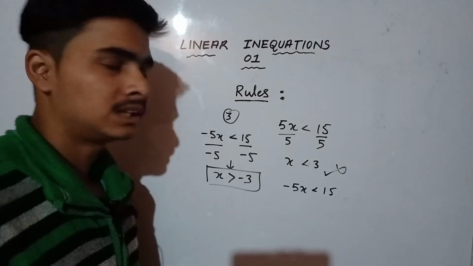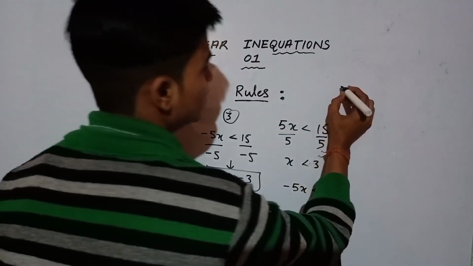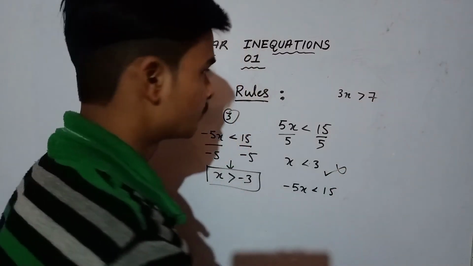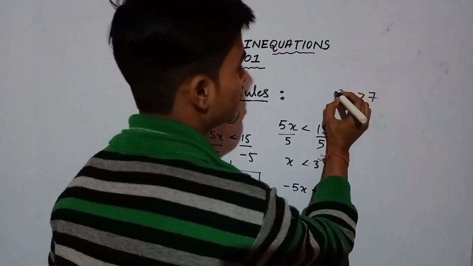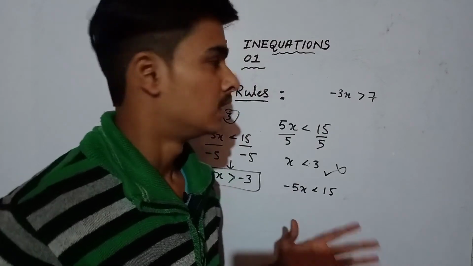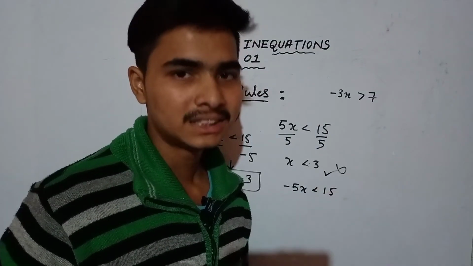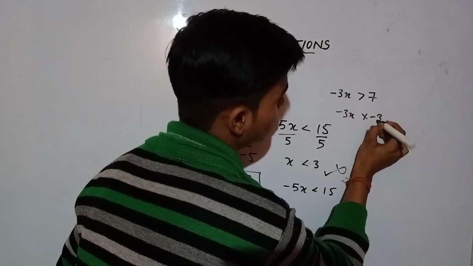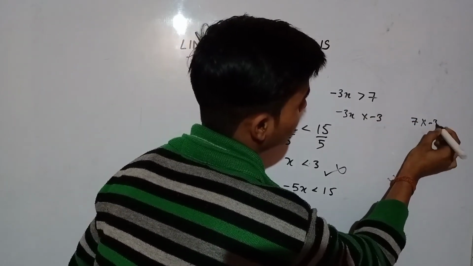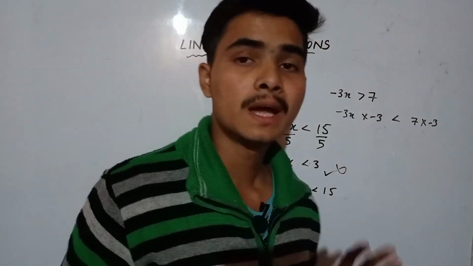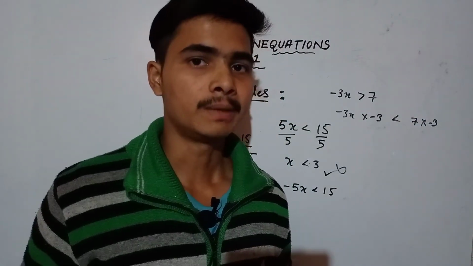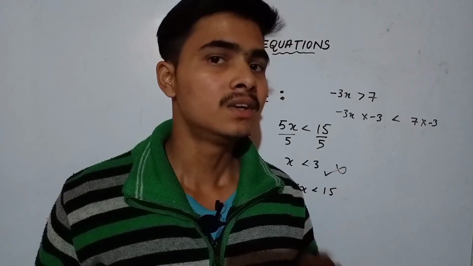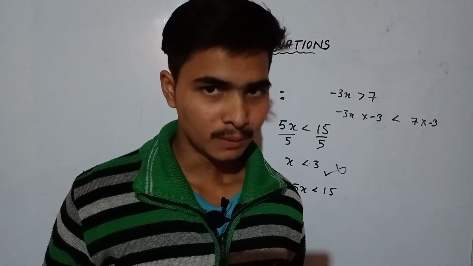Okay, now let me take an example of multiplication also. Suppose there is something like minus 3x greater than 7. Now if I want to multiply both sides by minus 3, so minus 3 multiplied here and minus 3 multiplied here, and now the sign would change because we have multiplied with a negative number. Okay, so this is the main thing which you need to note in your notebook, that when we multiply or divide with any negative number, then only the sign would change.